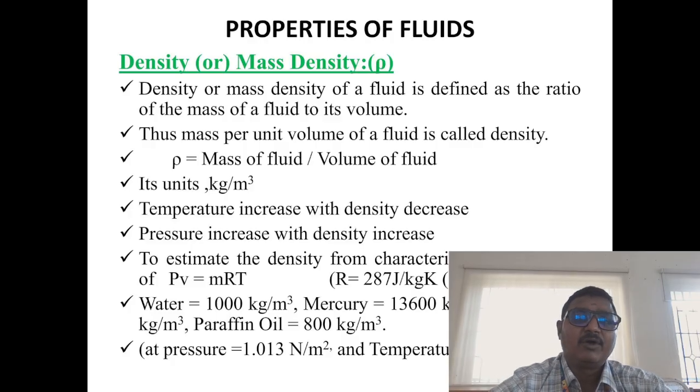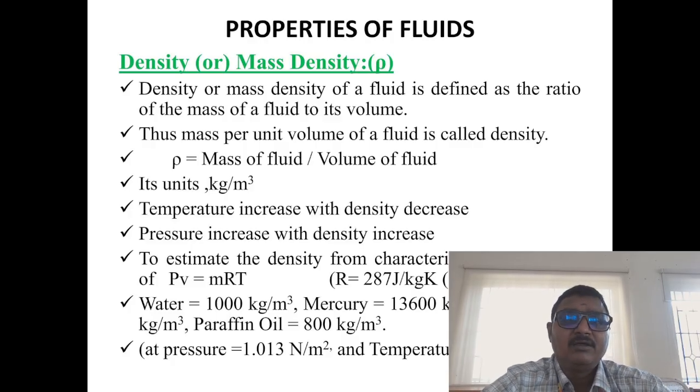Next we are going to talk about the properties of fluid. The first property is density or mass density. It is denoted by rho. Density or mass density of a fluid is defined as the ratio of the mass of a fluid to its volume. Simply, mass density is denoted by rho, that is m by v, mass by volume. Its unit is kg per meter cube. This is the first property.